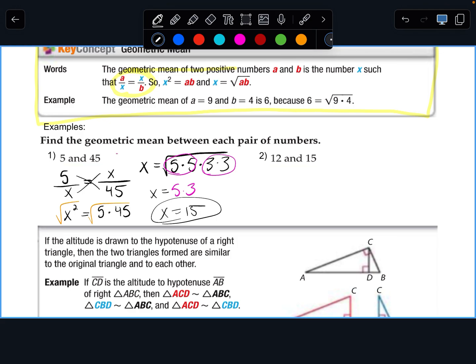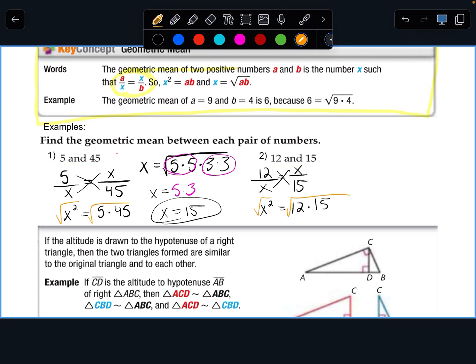Okay, then you do the same thing with 12 and 15. So you can probably just work ahead. You're going to put 12 and 15 on one diagonal, and then x and x on the other. It really doesn't matter. You could have had them switched, as long as when you cross multiply, you get x squared equals 12 times 15. And then you're going to do the square root and the pairs and all that jazz to get the answers.